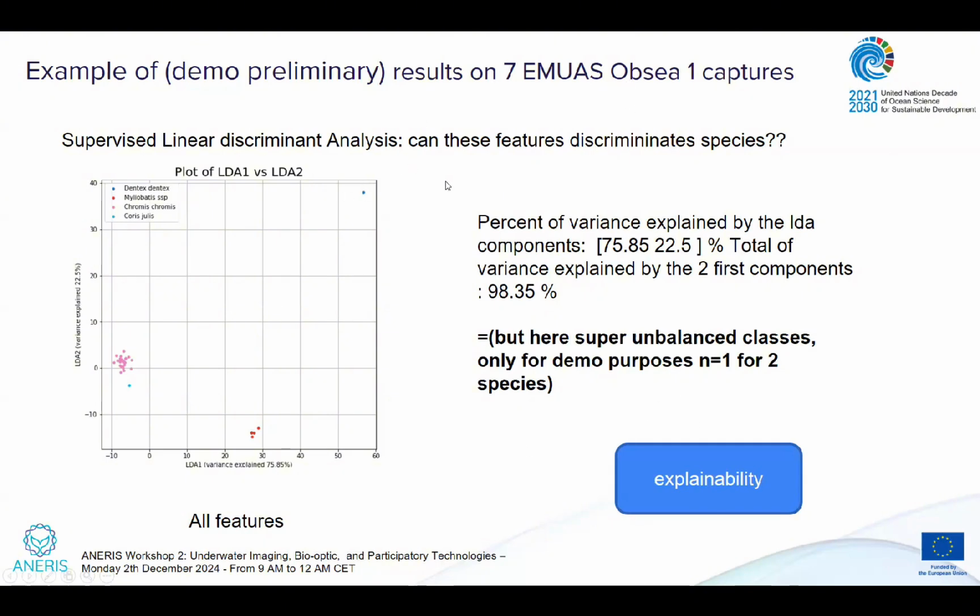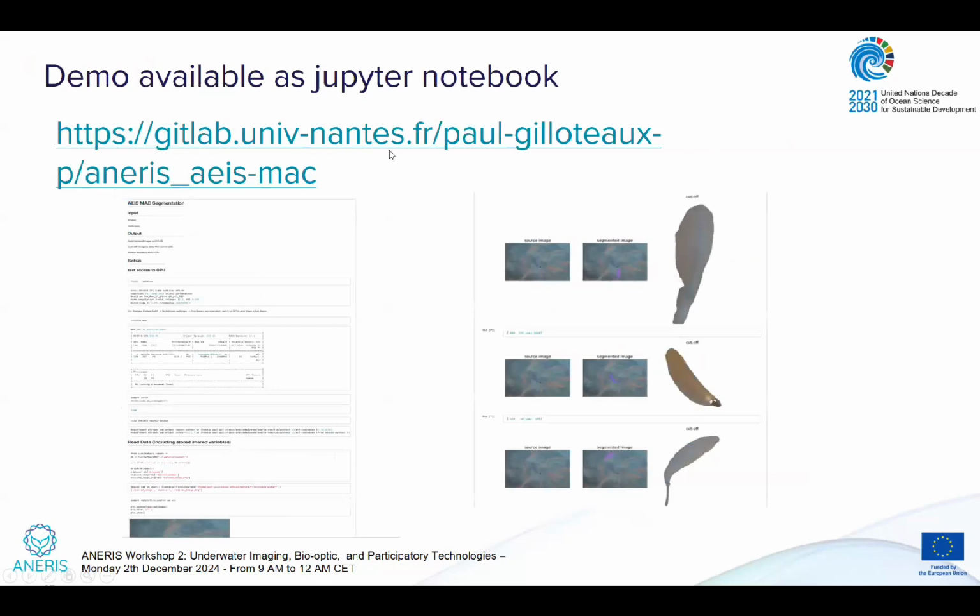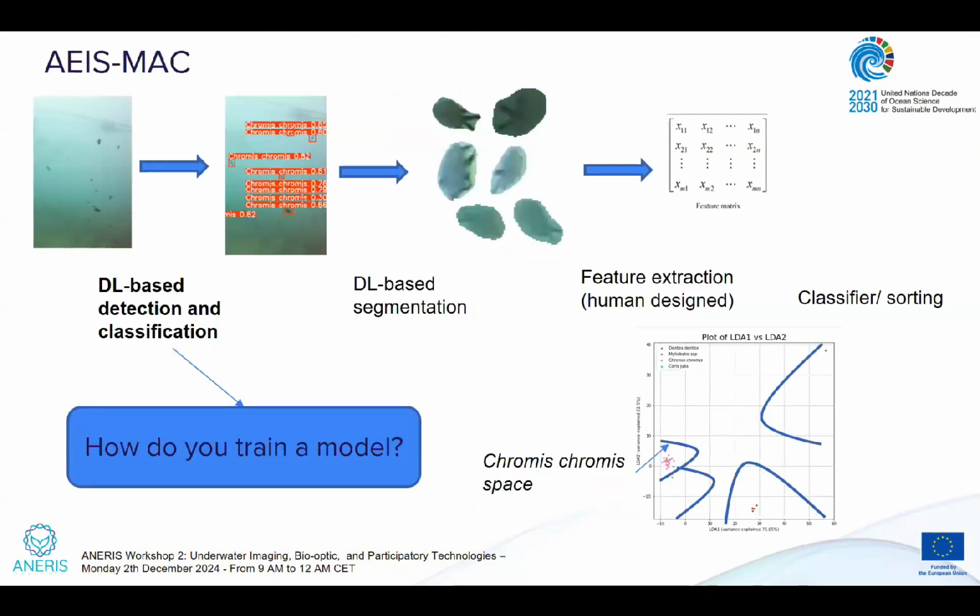Once again, it's just a demo of what could be possible, because we have a super imbalanced dataset in this particular example, meaning that we have only one example of Coris julis in these images and one example of Dentex. Everything in the code and the demo explanation is available on GitLab, and you can use it. If I just summarize, the first step is to use a pre-trained model to detect and give some classification as a proposal for what you have detected, then do some segmentation, extract some features, and then play with the data and do whatever you want using these features.